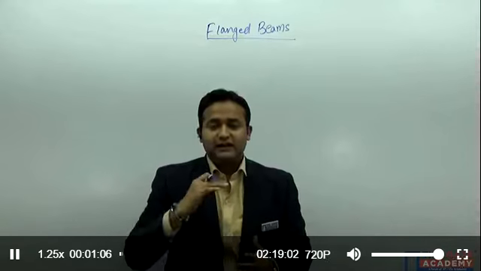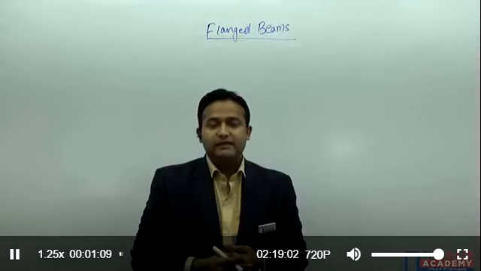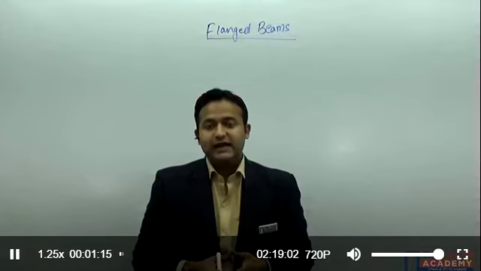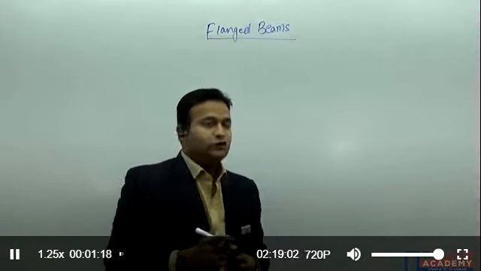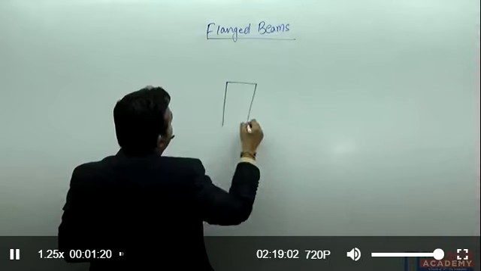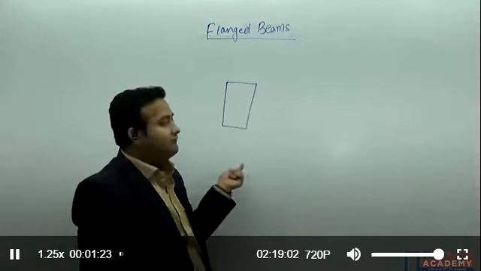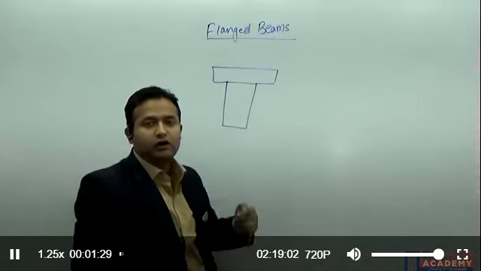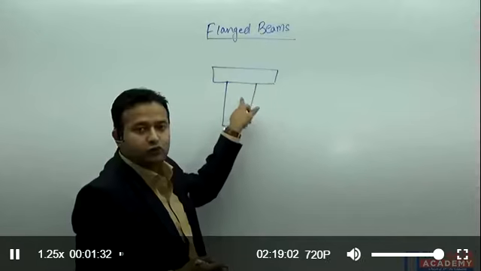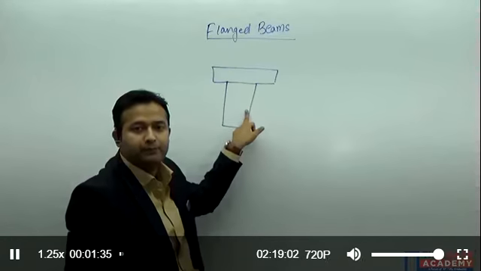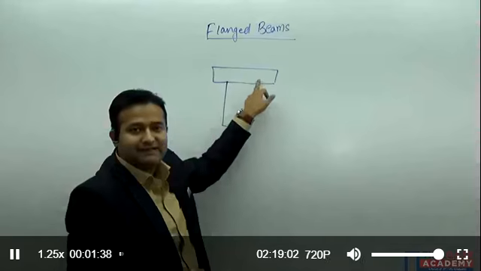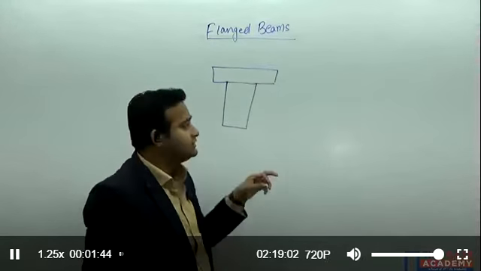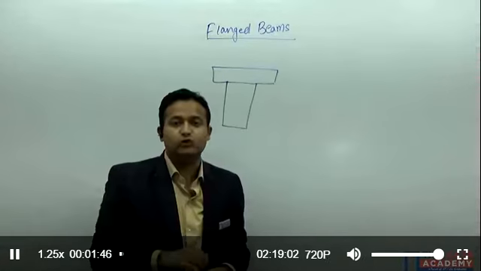Suppose I cast my beam and the slab together, that is, if there is a monolithic construction of the beam and the slab, so it is called a flanged beam because it acts as a single unit. Suppose I cast one beam and after a few days I cast one slab over it, so these will be two different units. This will be your slab and this will be your beam. But suppose I am casting beam and slab together, in a monolithic construction, then these types of sections are called flanged beams because in that situation it will be acting as a single unit.